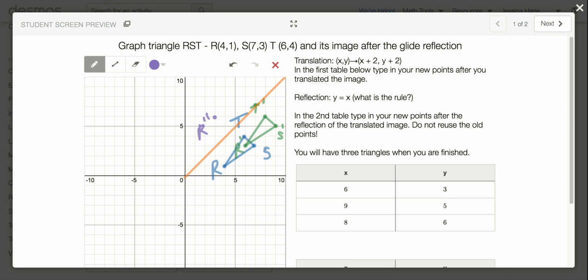And then S was at (9, 5). So if we flop those, it's going to be (5, 9). And that's S. And T was (8, 6). So now it's going to be (6, 8).